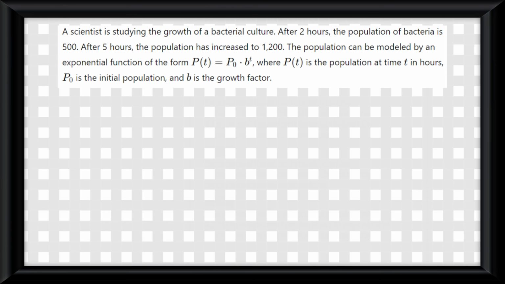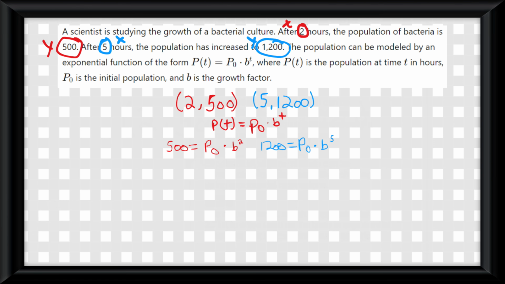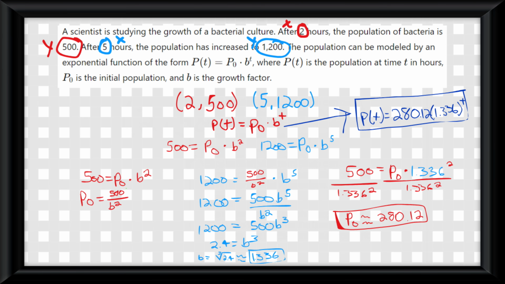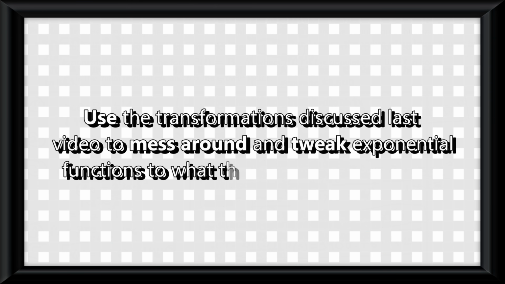Understand that you only need to be given 2 points, or dare I say input-output value pairs, to derive an exponential function to fit the model. You do this by solving a system of equations which you should have been taught how to do back in algebra, but if you still need help with it, here are 2 examples of me solving systems of equations with exponential functions, and use the transformations discussed last video to mess around or tweak exponential functions to what the questions are asking.